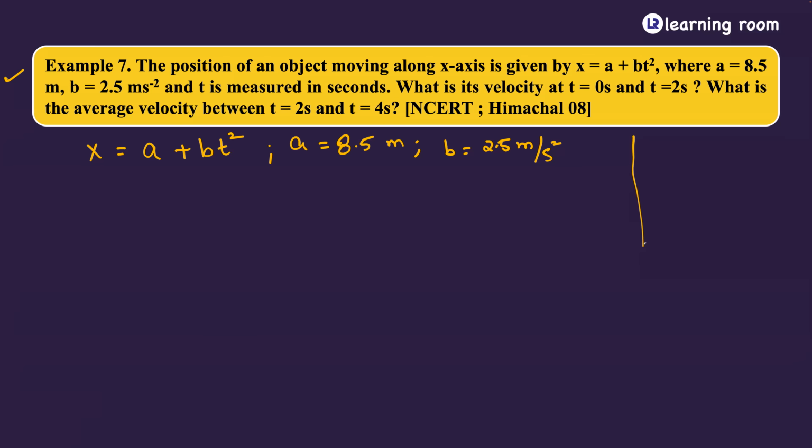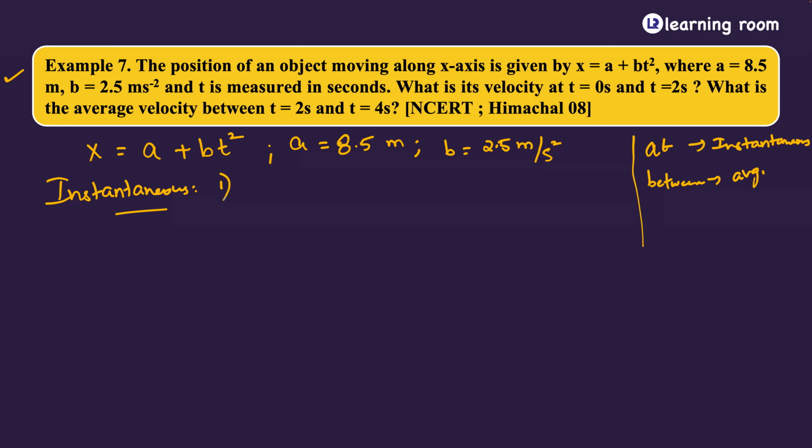So I would like to give this keyword: at means instantaneous, between means average value. So in this question, what is the velocity at t is equal to 0 means they're asking instantaneous value. So whenever you want to find instantaneous value, these are the steps you need to follow. To find the instantaneous value, first, what should I do?